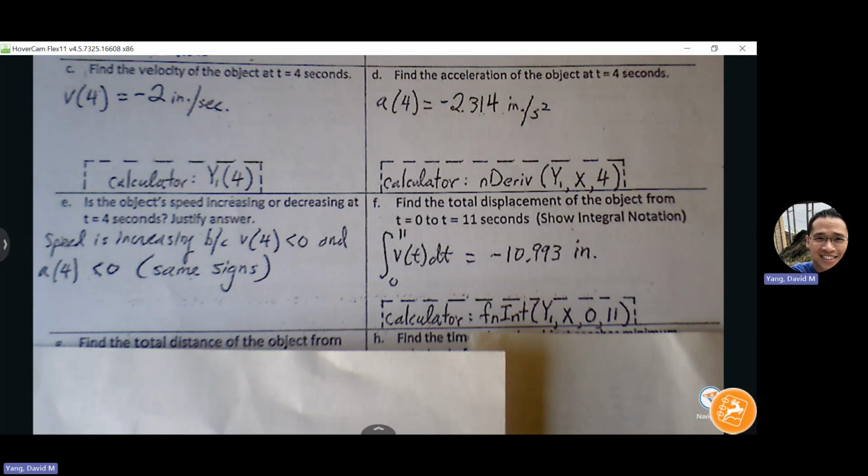Okay, so Math 9, definite integral from 0 to 11 of your y1 or your v(t) function, which you can get with alpha trace, we'll hopefully get there. And if you're using an older calculator, you're going to do 4 arguments: y1, x, comma 0, comma 11.